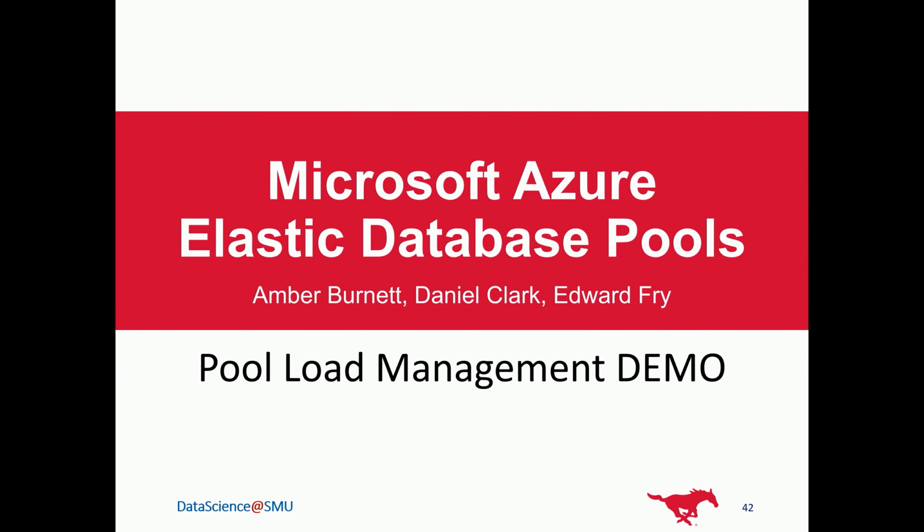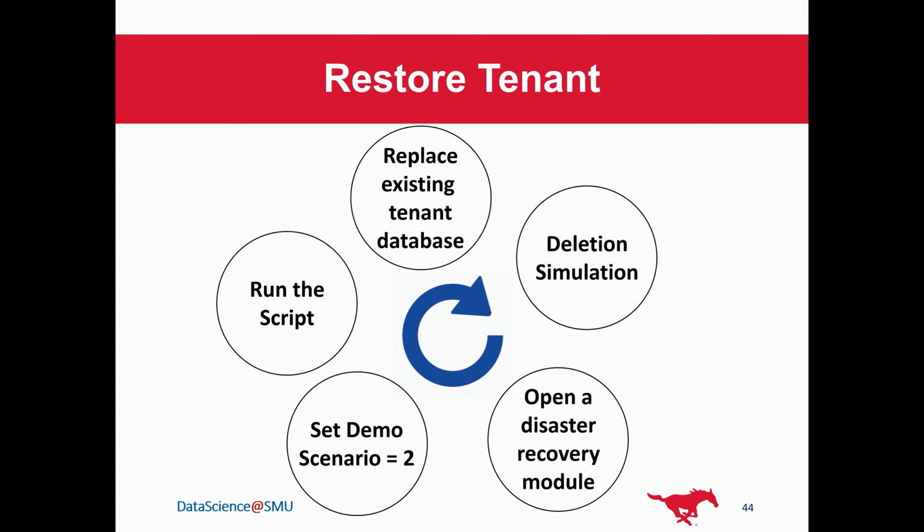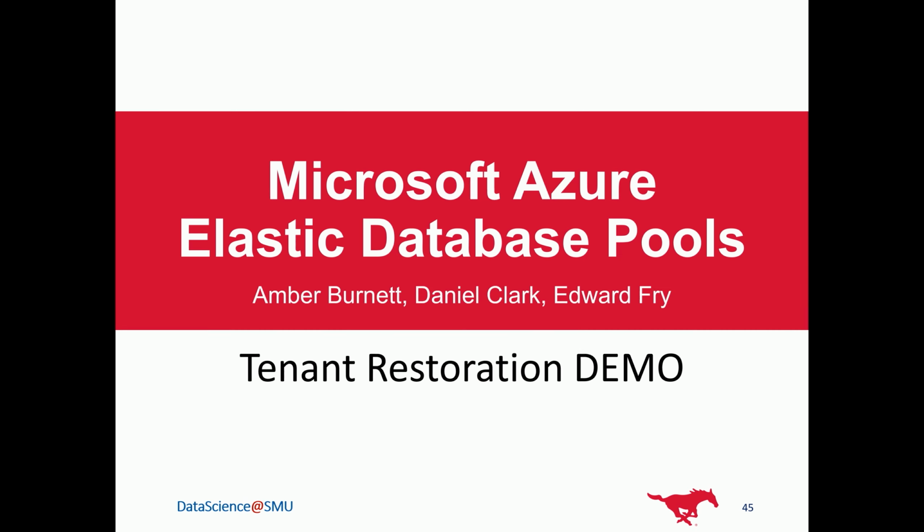Now that we've seen pool load in action, let's take a look at event deletions and how to recover from those. So in order to do this, we need to simulate a tenant deleting some data. And you're going to see here in a moment, we're going to open the events view to review some of the current events in our Wingtip SaaS application. Scroll down to the bottom and then accidentally delete that last event. Once we've done that, we need to restore that tenant. After we do our deletion, this is going to involve opening up the disaster recovery module, setting our demo scenario, and then we'll run a little script that's actually going to replace that existing tenant database with the backup. Keep in mind now, these tenant databases are being backed up automatically by Azure. So let's see all this in action.